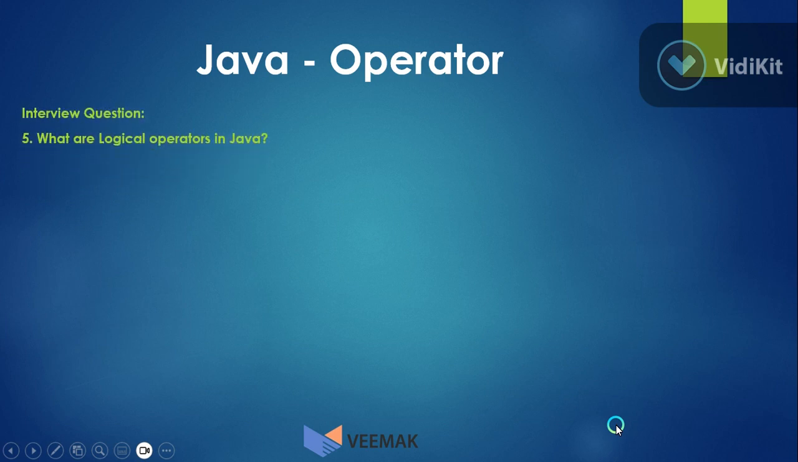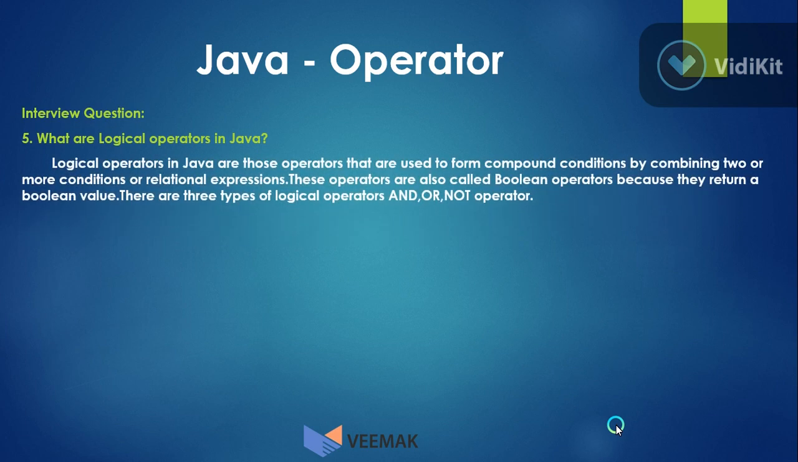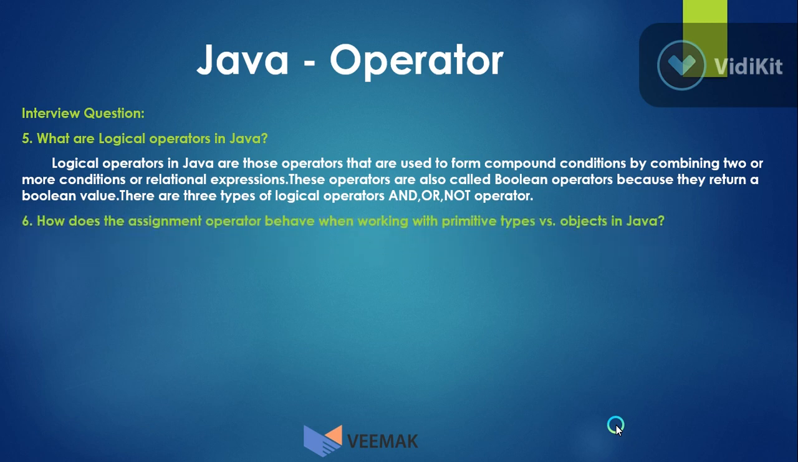The next is, what are logical operators in Java? The logical operators in Java are those operators that are used to perform compound conditions by combining two or more conditions or relational expressions. These operators are also called Boolean operators because they return a Boolean value. There are three types of logical operators: and, or, not.